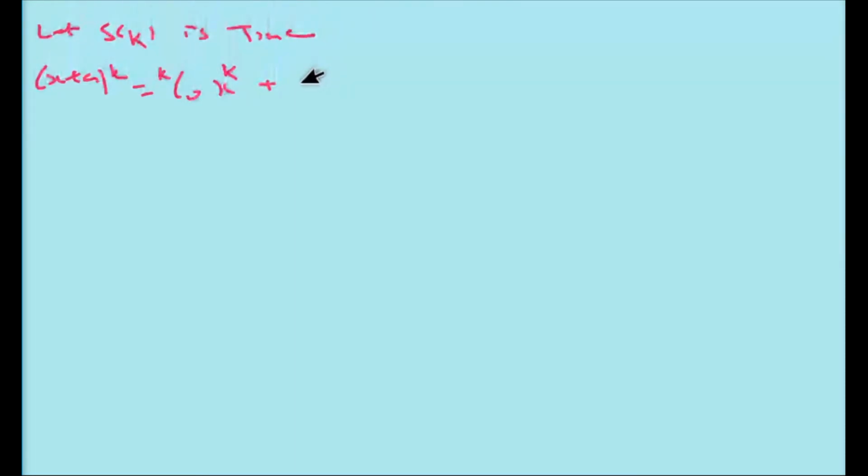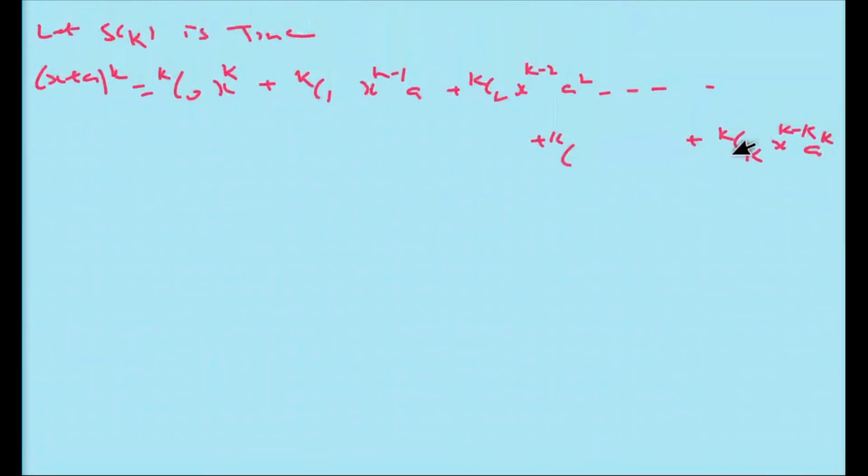Okay, then kC1 x to the power k minus 1 a, plus kC2 x to the power k minus 2 a square, and so on. The last term is kCk x to the power k minus k a to the power k, and the previous term is kC(k minus 1) x to the power k minus 1 a to the power k minus 1.